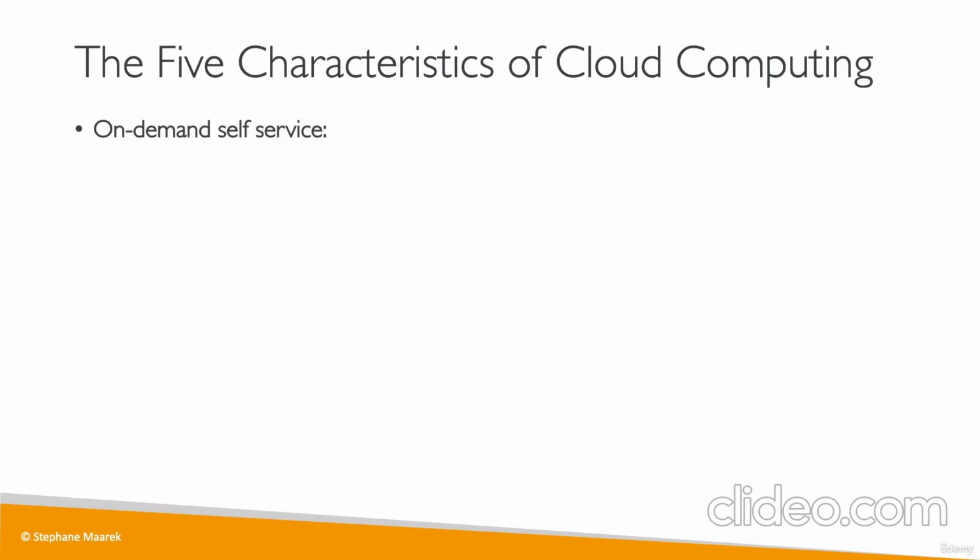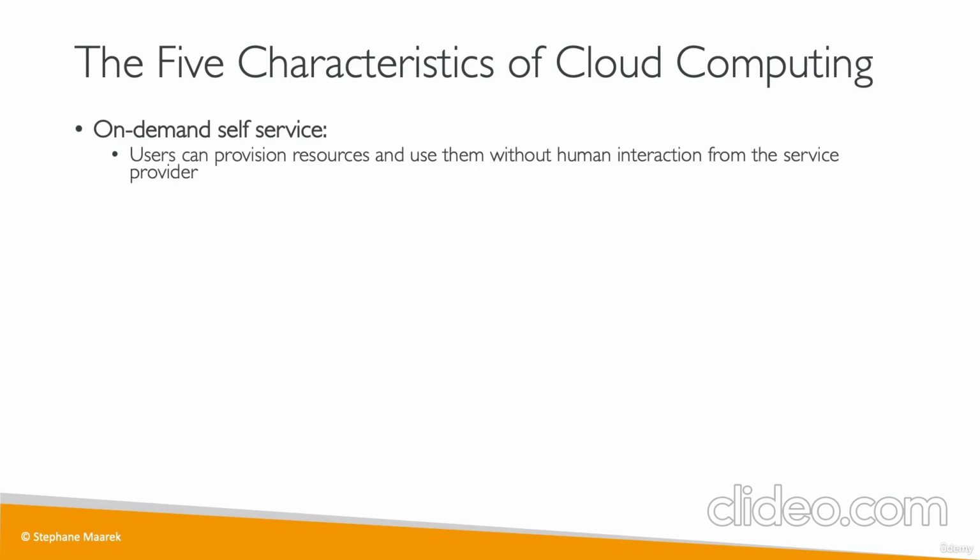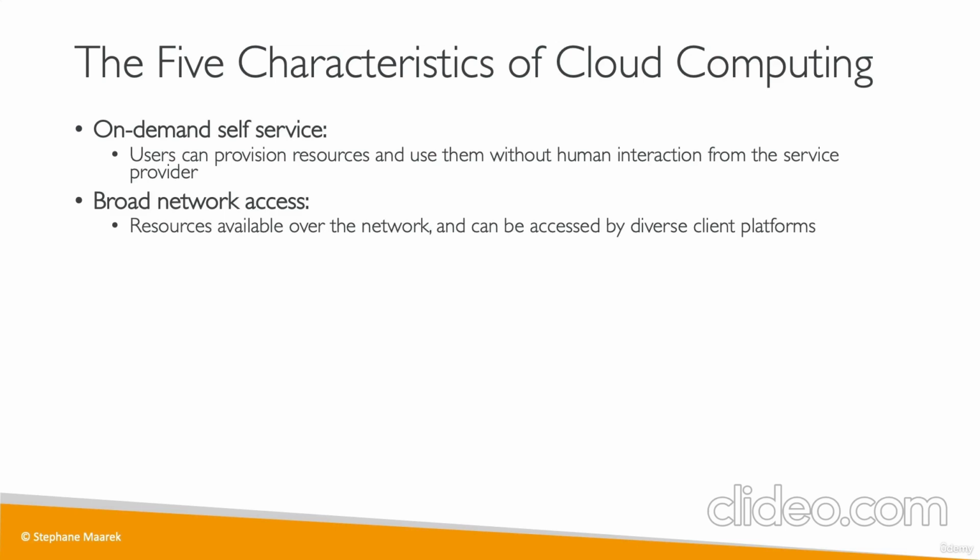Now, 5 characteristics of cloud computing. The first one is that it's fully on demand and self-service. Users, and we'll see this in this course, will be able to provision resources and use them without having anyone from AWS intervene. Then we'll have access to a broad network. The resources will be available over the network, and they can be accessed in diverse ways, as we'll see in this course.